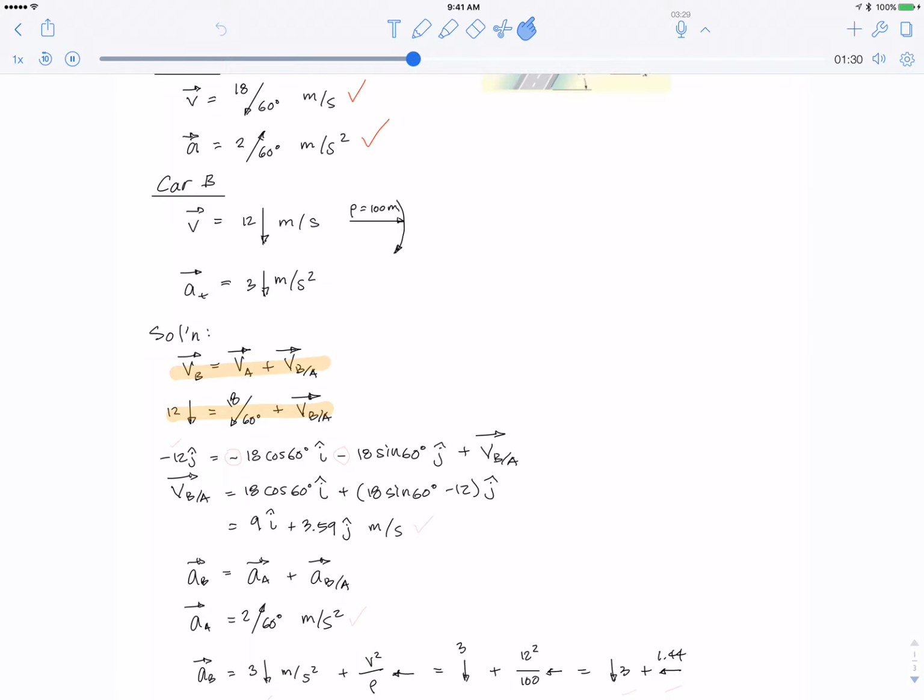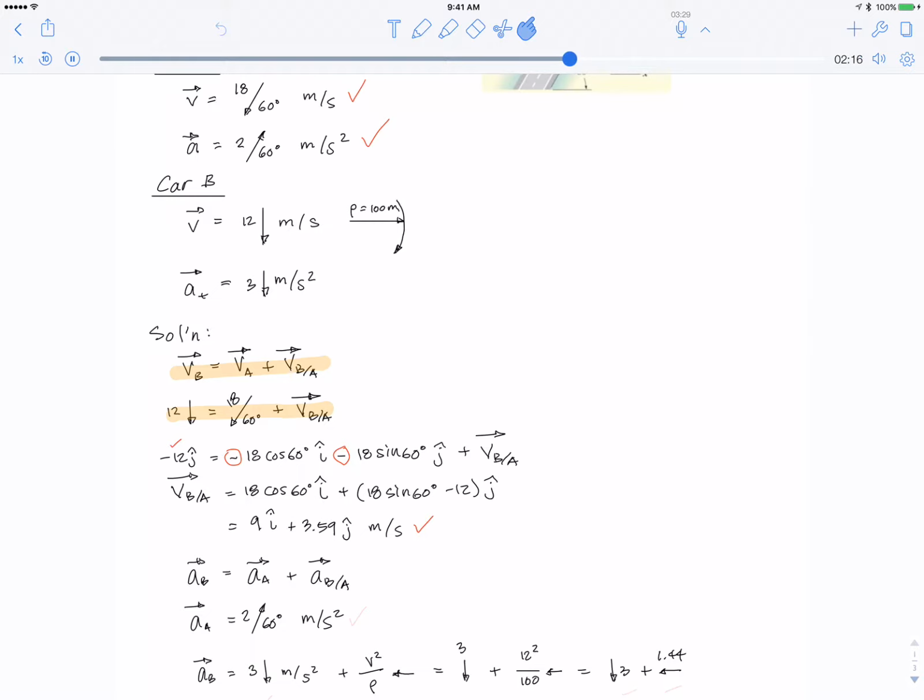The velocity of B is 12 down, and velocity of A is going down to the left at 60 degrees. This is complicated enough that I went ahead and immediately just changed everything into their I and J components. So 12 down is minus 12J. And so I hope you can see that 18 going down and to the left is going to be 18 cosine 60 going to the left in the x, so it's a negative 18 cosine 60. And then it's also 18 sine 60 going down, so that also is negative in the j. And then you just solve for v, b relative to a.